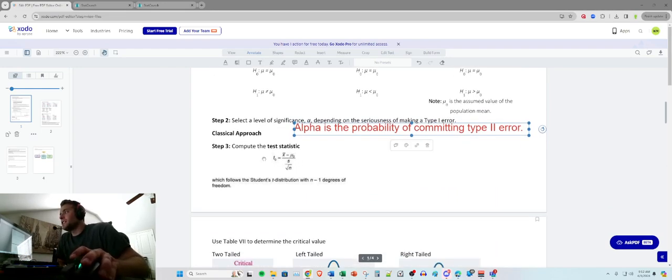So we have a classical approach, which is we compute the test statistic, and we'll talk about what that actually means.